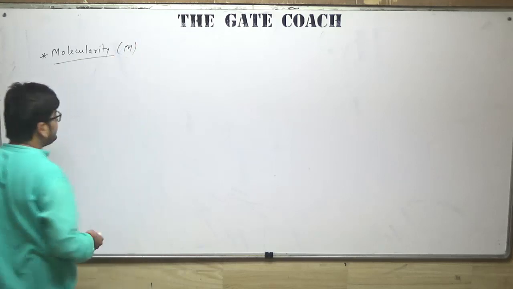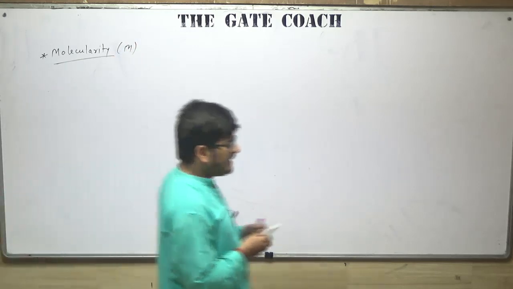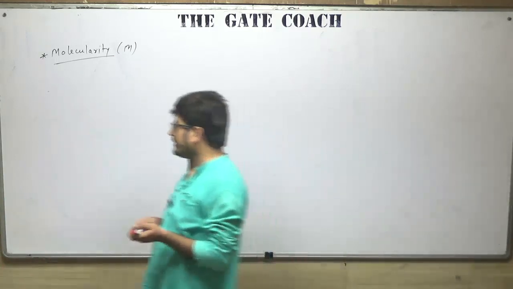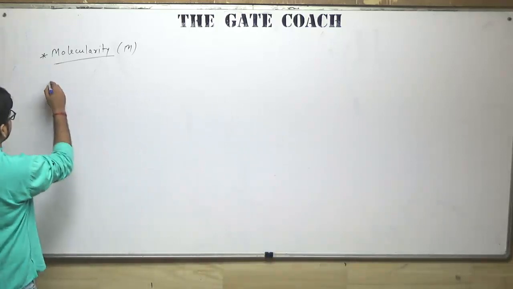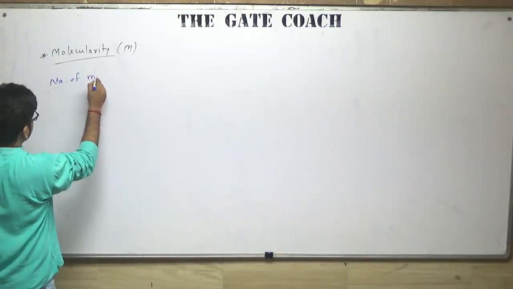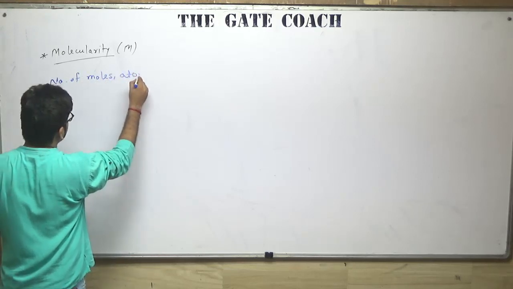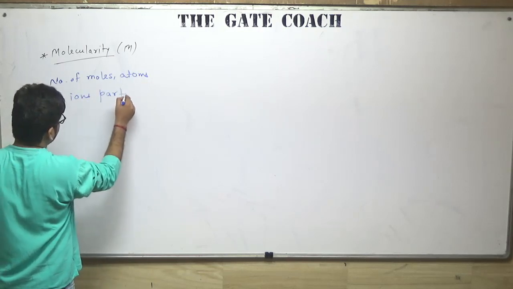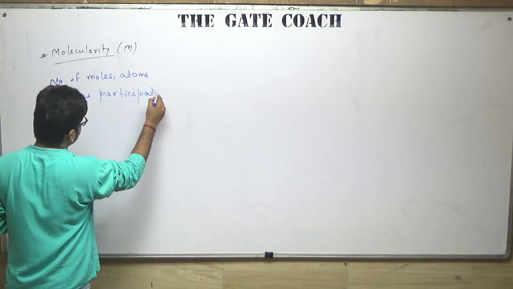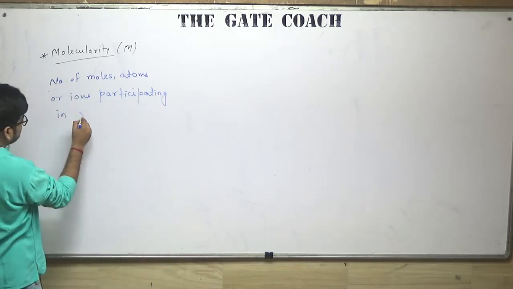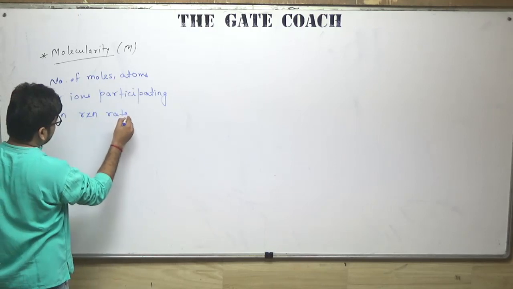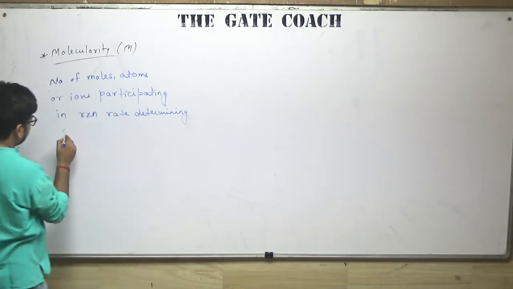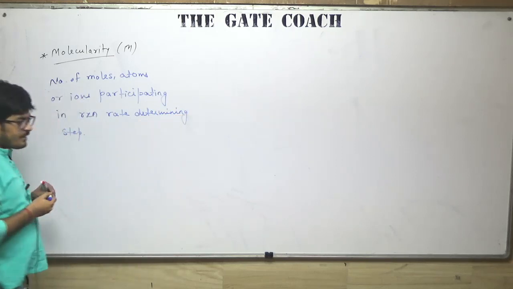Next is molecularity, which is denoted by capital letter M. What is molecularity? I hope all of you know that these are very basic things. Number of moles, atoms or ions participating in the reaction rate determining step. Okay.